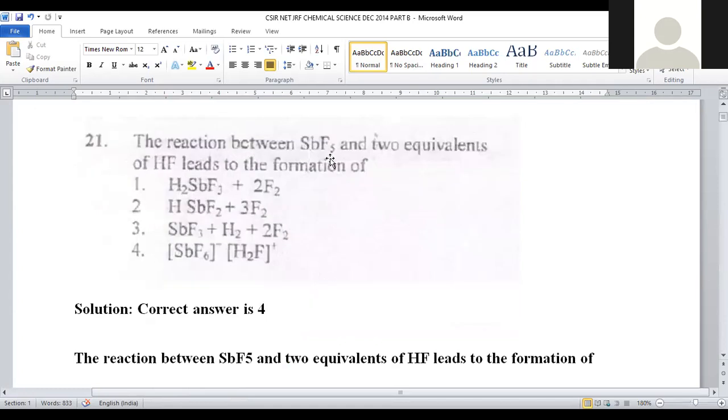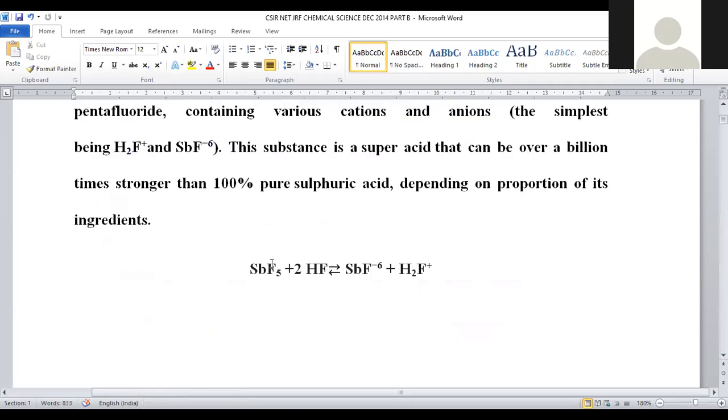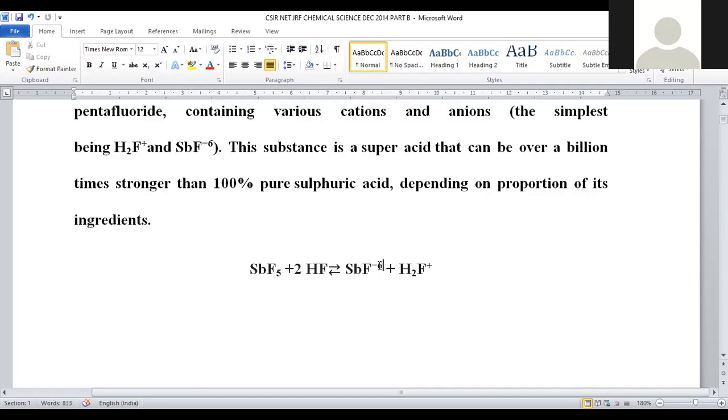The reaction between stibium pentachloride and two equivalents of hydrochloric acid leads to the formation of stibium pentachloride, which, being a Lewis acid, can be treated with HF, and there is a formation of a compound. Being a Lewis acid, it has a tendency to accept F minus, and in turn is converted into stibium hexafluoride. Pentafluoride is now converted into stibium hexafluoride. This should be the subscript here, sorry.